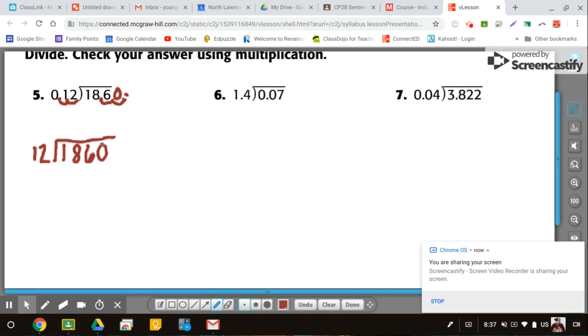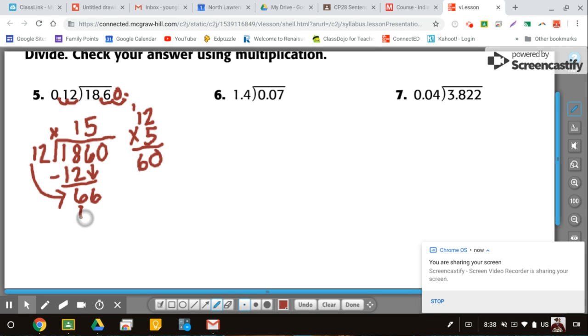So 12 goes into 18 one time. 1 times 12 is 12. Subtract that, you're going to get 6. Bring down your 6. 12 goes into 66 5 times. 12 times 5, and I know my 12s. Some of you don't, but you're going to look at it and say, well, 12 times 5, that's 10. Oh, that's 60. So then you subtract that, you're going to get a 6.